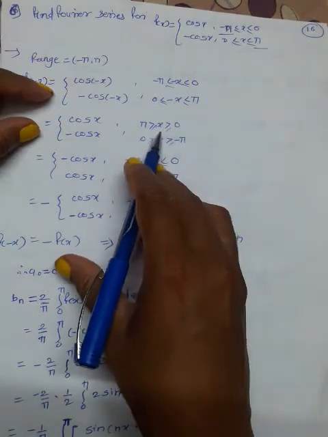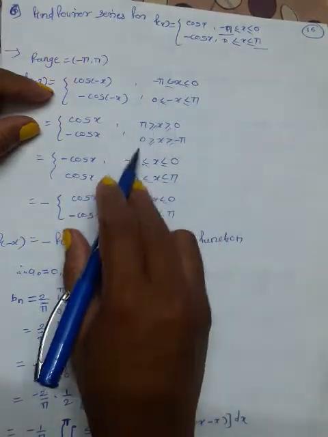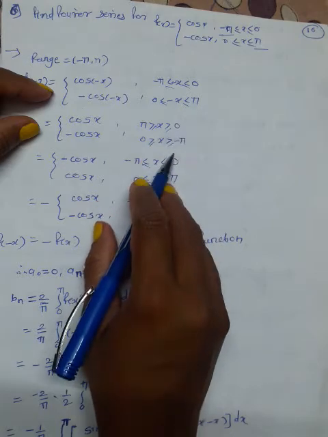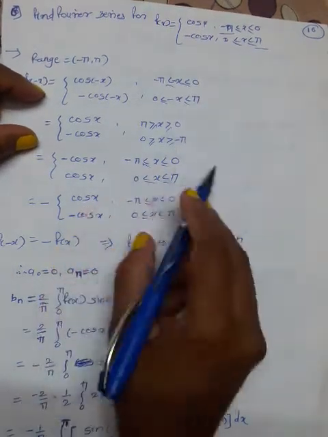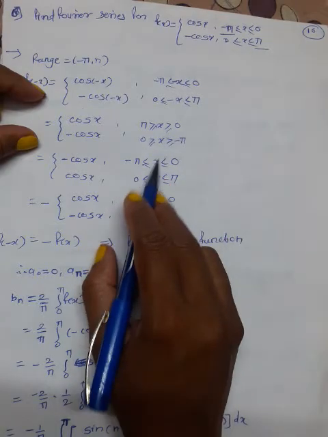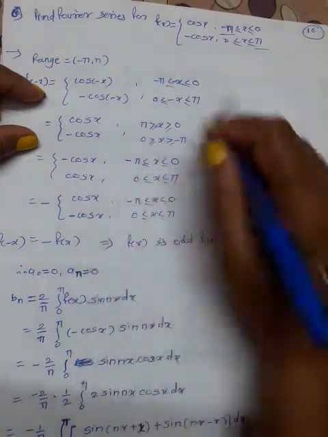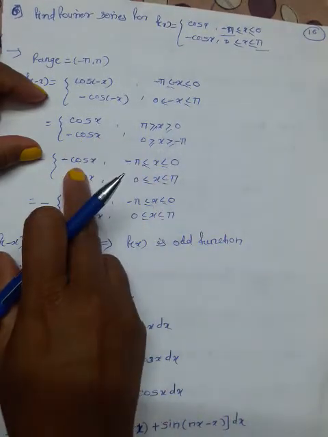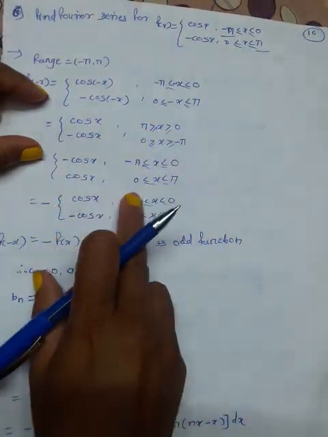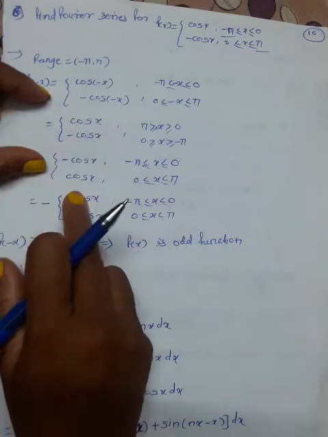x greater than 0. Here also 0 greater than x greater than minus pi. Now minus pi less than x less than 0. Take this interval first. We get it is for minus cos x, and this 0 less than x less than pi is for cos x.